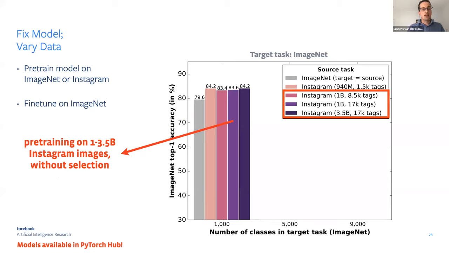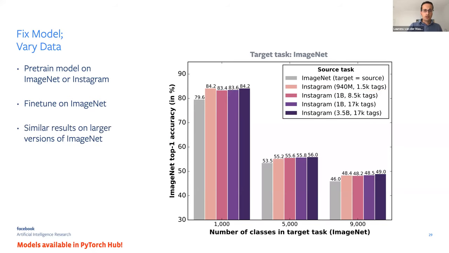In these cases, we don't do any selection of hashtags, but we use larger data sets. In particular, the bar on the right is the largest experiment that we did, where we trained on the full 3.5 billion images with these 17,000 hashtags, and you get the same score of 84.2%. We also looked at larger versions of the ImageNet data sets. The standard benchmark on ImageNet is 1,000 classes, but you can define more complex classification problems that contain more classes. So we also looked at versions with 5,000 and 9,000 classes, and you see basically the same effects there. This pre-training on super noisy, very weakly supervised hashtag supervision is really helping these models learn better features and, as a result, make better predictions on these ImageNet tasks.